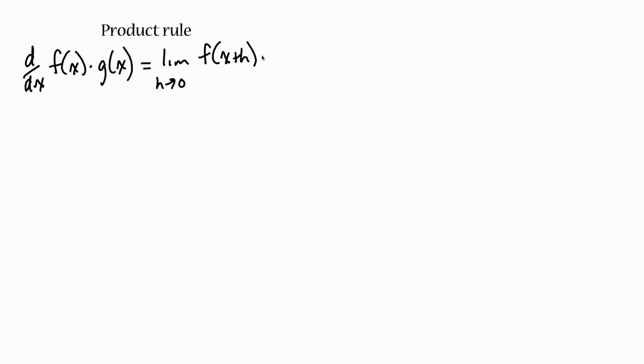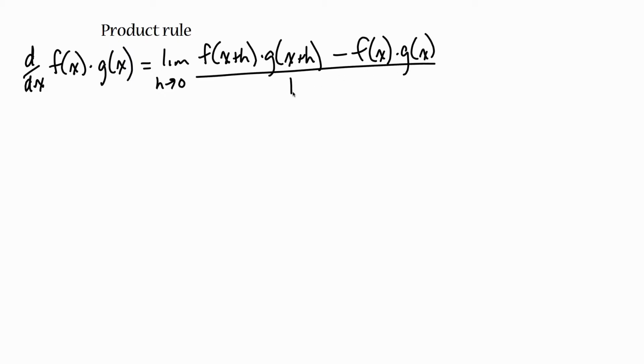So I want to find the derivative, d by dx, of f at x times g at x for two arbitrary functions of x. Well, by the definition of the derivative, that should be the limit, as h goes to 0, of f at x plus h times g at x plus h minus f at x times g at x all over h.